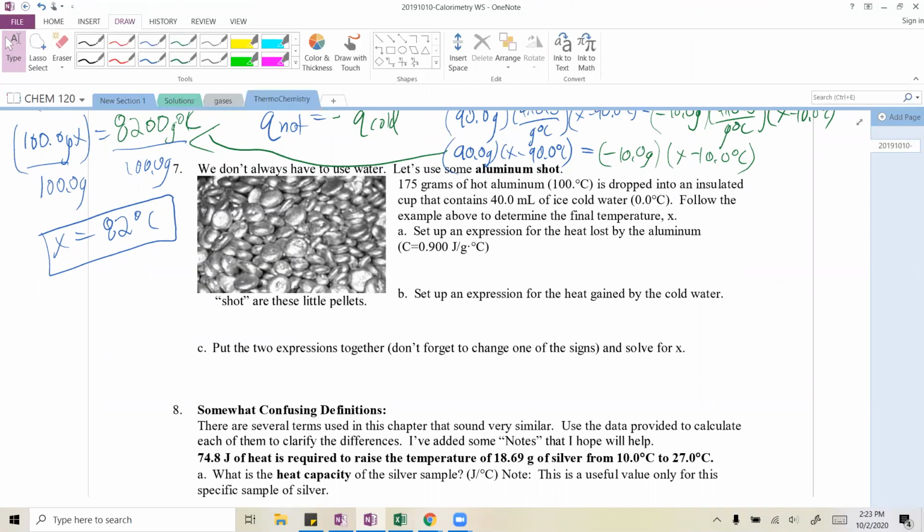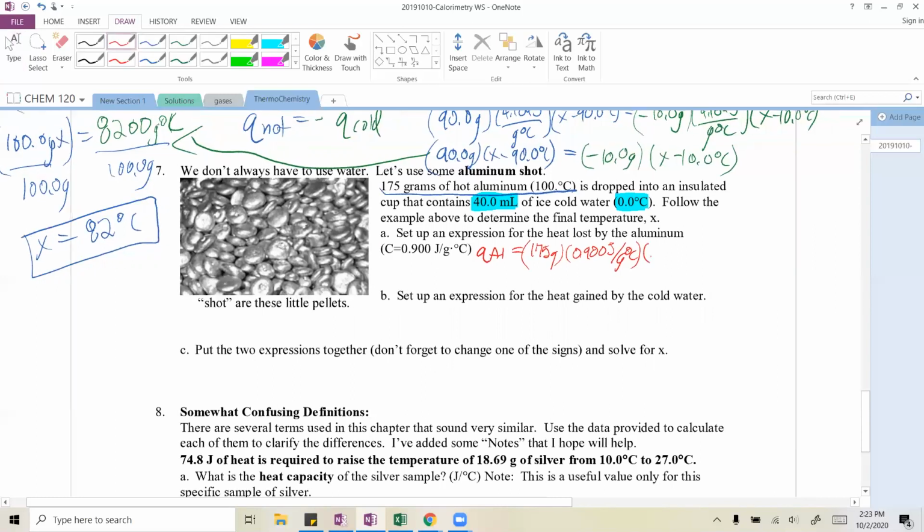So let's say that we have 175 grams of hot aluminum. And we're going to drop that into an insulated cup that has 40.0 milliliters of ice cold water. So water at 0 degrees Celsius. We want to try to find the final temperature X. So let's look at our aluminum. Well, that's going to be its mass, so 175 grams. It's got a specific heat capacity of 0.900 joules per gram degrees Celsius. We don't know its final temperature, TF, but we do know its initial was 100.